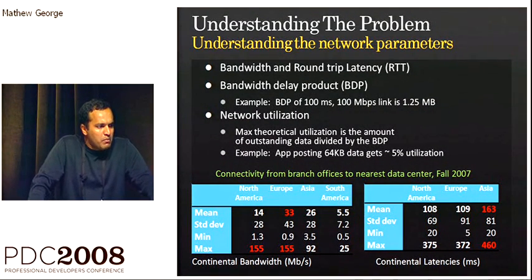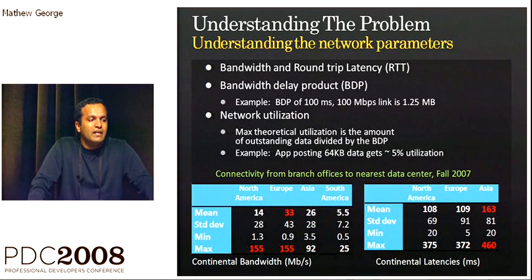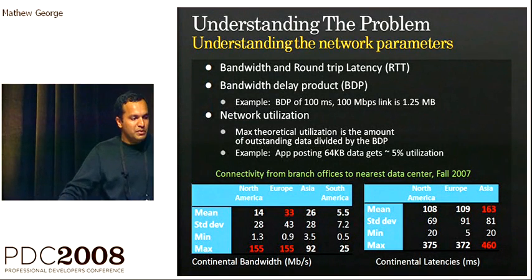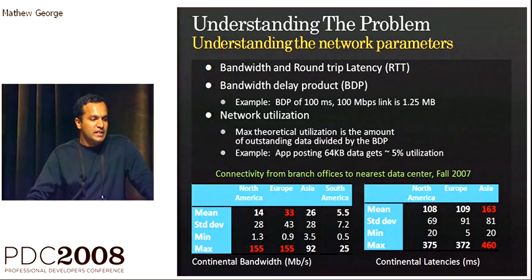So these are just some numbers from within Microsoft. We have data from branch offices to Microsoft data centers. And these are the typical latencies and the bandwidths you can see. Typical latency in the US is typically less than 100 milliseconds, so a mean is 108 milliseconds. And then you can see bandwidths anywhere from 10 megabits all the way up to 1 gigabit.